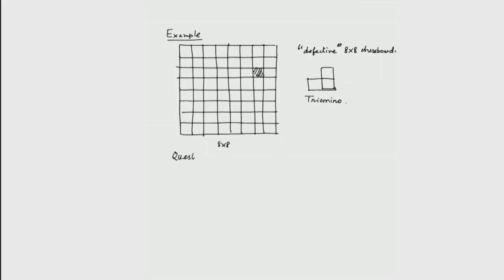or in general, is it possible to tile a 2 to the power n by 2 to the power n defective chessboard by triominoes? Question. Is it possible to tile a 2 to the power n by 2 to the power n defective chessboard by using triominoes?